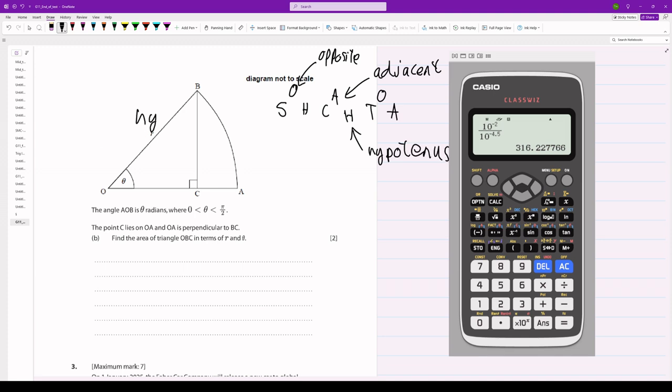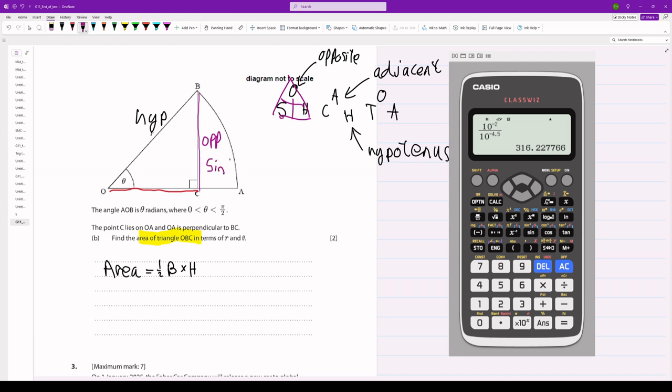We've got the hypotenuse, and what we're being asked to do is find the area of this triangle. Well, I know that the area of a triangle is half of the base times the height. The base would be that bit, and the height would be that bit. Well, the purple bit is the opposite side, and therefore I need sine.